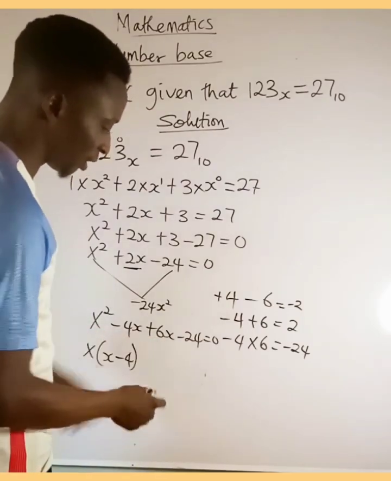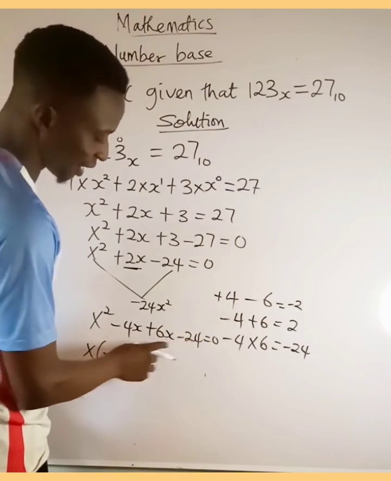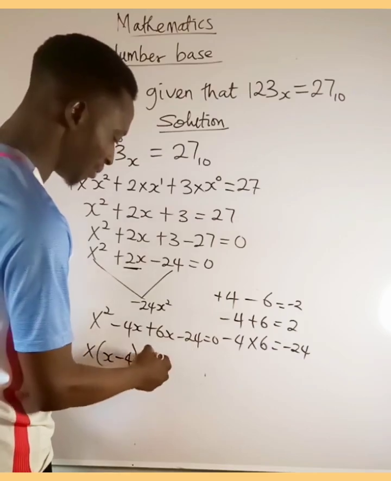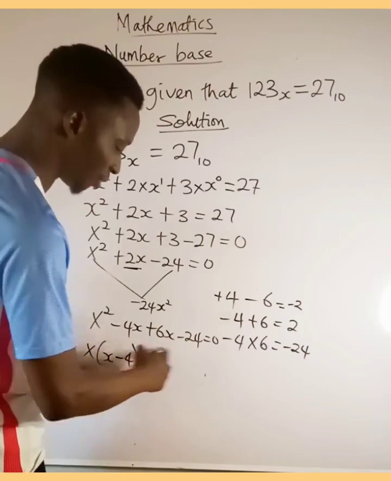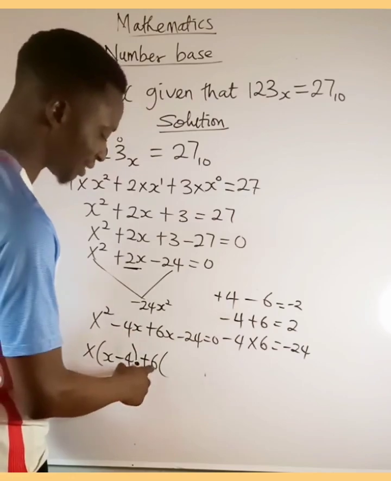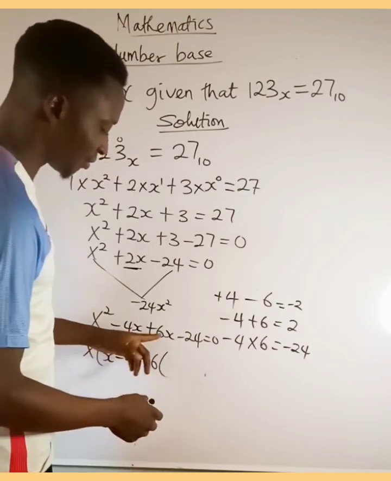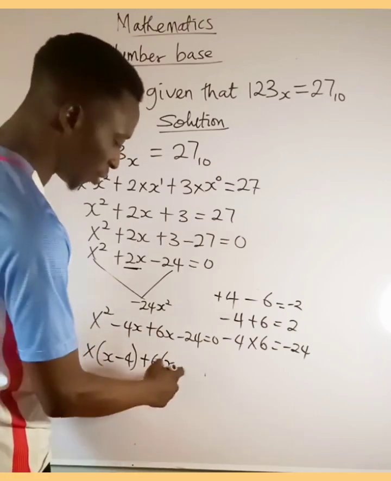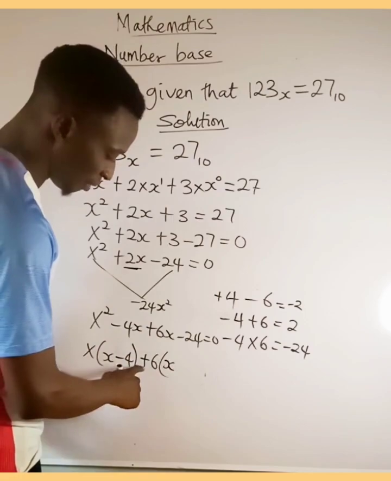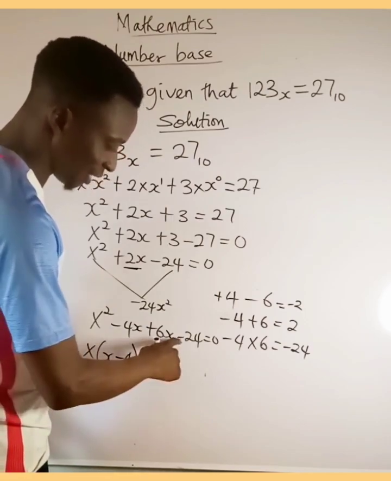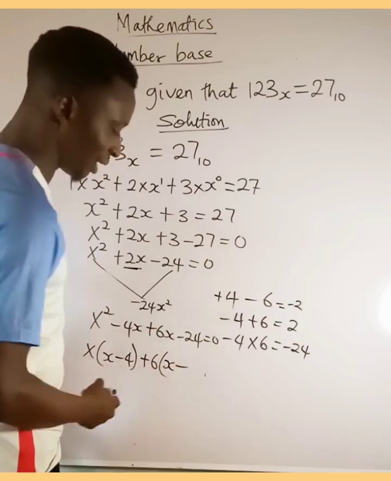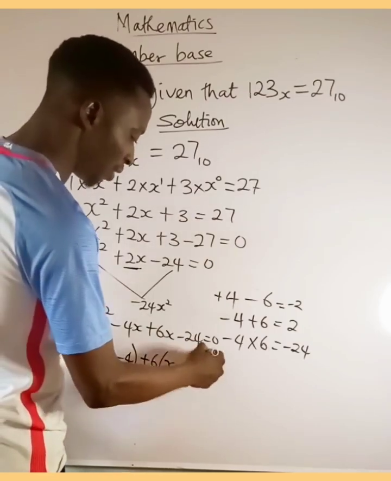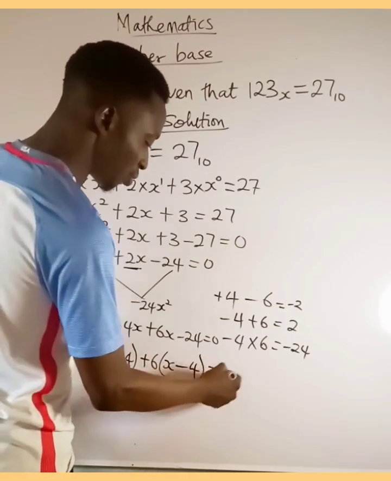Then here, what is common? If you look at this 24, can this 6 go into it? Yes. So in this case, plus 6 is common. 6 into 6x leaves x. Then what will be our sign? Positive times negative gives negative. 6 into 24 gives 4. Then we close the bracket, equals 0.